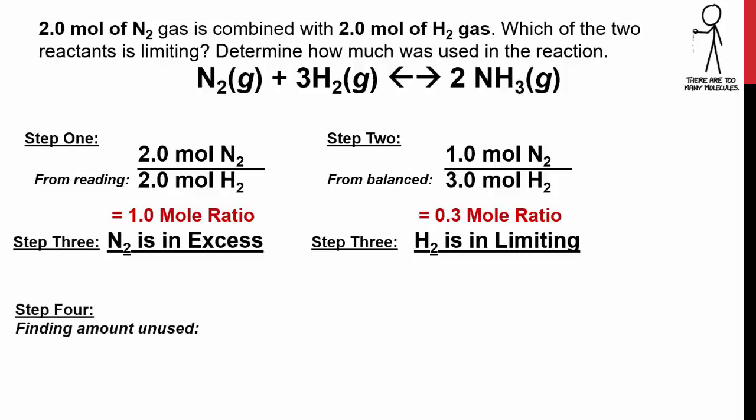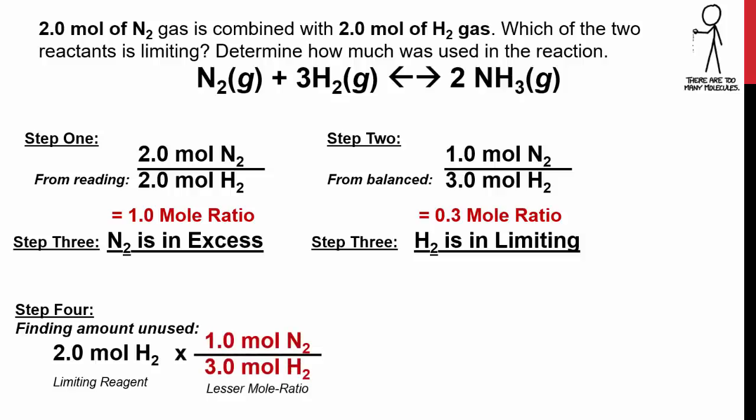So step 4, which is finding the amount unused, is very simple to do. The first thing you do is you take your limiting reagent. We know that's 2 moles of hydrogen gas because this comes directly from the question. 2 moles of hydrogen gas is now being multiplied by the lesser mole ratio. So what is 2 times 0.3? You're going to get 0.61 moles of nitrogen consumed.